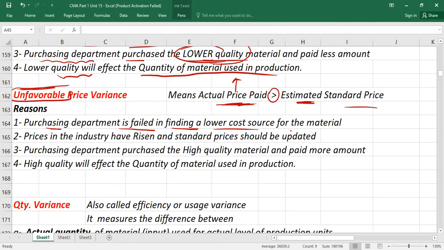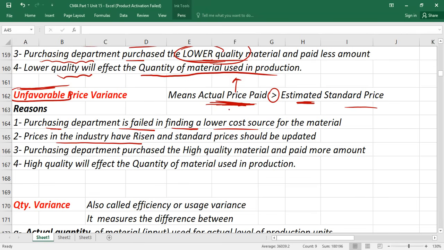Then why is your actual price paid more? If prices in the industry have risen, like in Pakistan right now, there is inflation. Even if you are a very good manager, every day prices are increasing, so you cannot control it. So this could be the reason. An increase in prices in the economy, or inflation, could be the reason you are paying actual prices more than the estimated standard price.